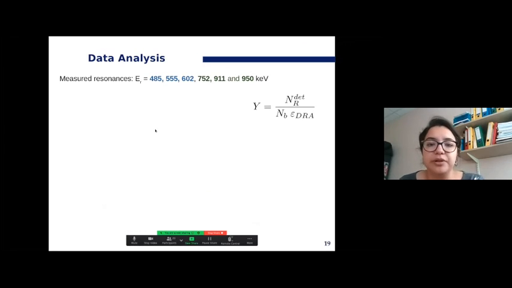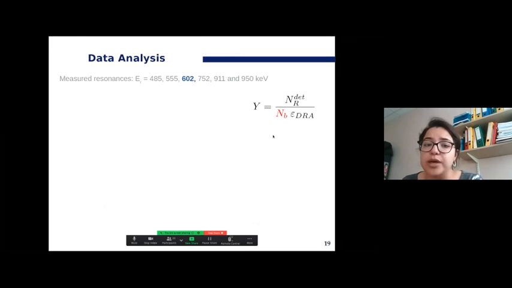So the experiment had been done last August, where we measured 3 resonances of interest for the globular clusters, as well as 3 higher energy resonances interesting for the supernovae. The yield is, as we saw, the fraction of recoils over the number of incident beam ions, and this has to be corrected with the detection efficiency of DRAGON.